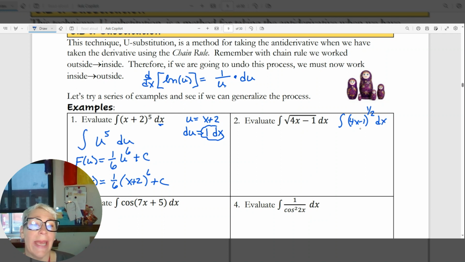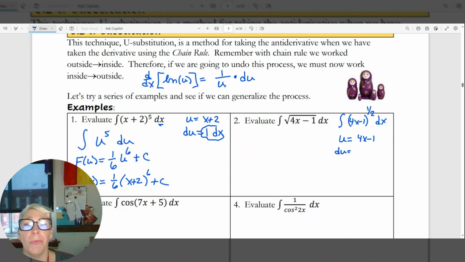Two functions again, or two expressions. I have something to the 1/2 power, that's on the outside. But with anti-differentiation, I'm looking to identify the inside. So my inside is 4x minus 1. Now I want to identify the derivative of that inside.